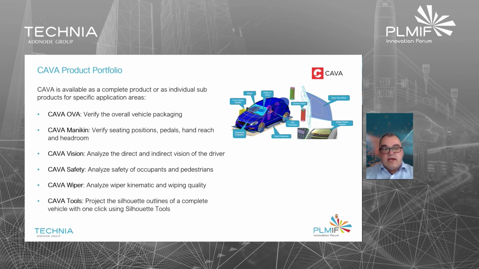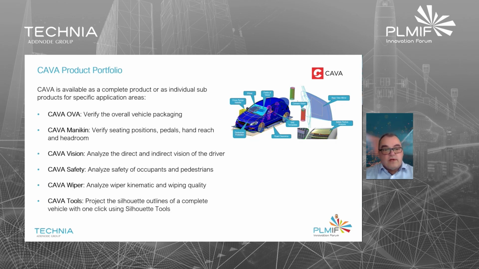It's also available in the CAVA mannequin module. The mannequin module helps you to verify seating positions of occupants in the vehicle. So it's placed around seatings, pedal positions, headroom, and other parameters typically defined in some SAE regulations or best practices that help you to give a good seating position in your vehicle.